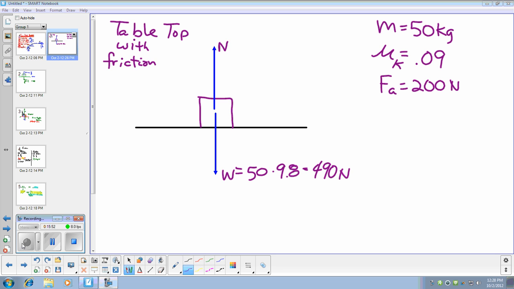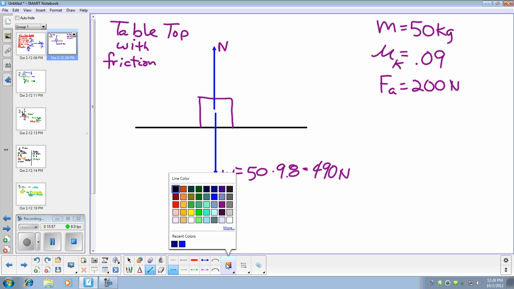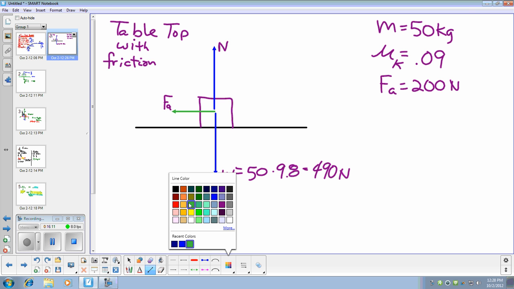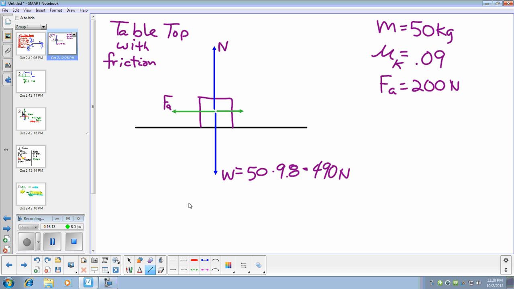Let's have our force applied be to the left again, just for fun. Let's give it a new color. Force applied to the left. And then this time it says we have a force of friction. Well, we're not quite sure what that value is, and let's label this F of A. For our force of friction, we're not quite sure what that value is because we need to actually calculate it, but we know it's going to be in the opposite direction. So we're going to say that F of K, because this object is moving, it is kinetic friction.